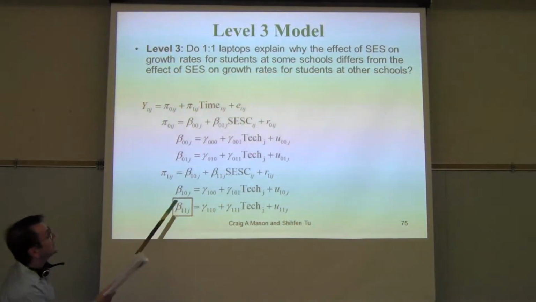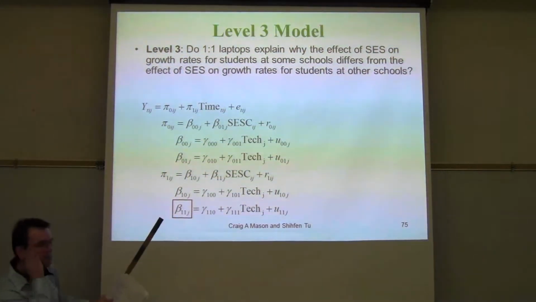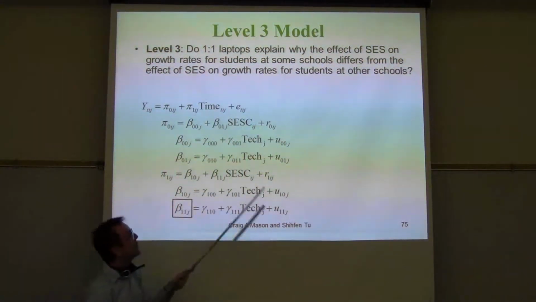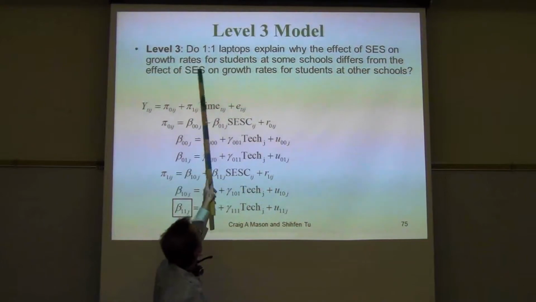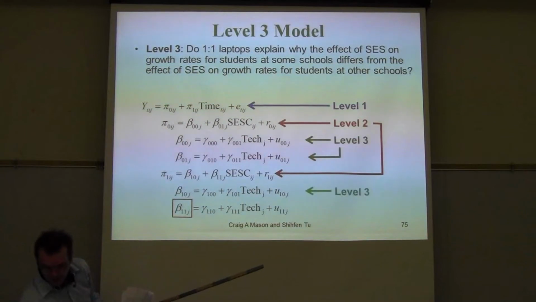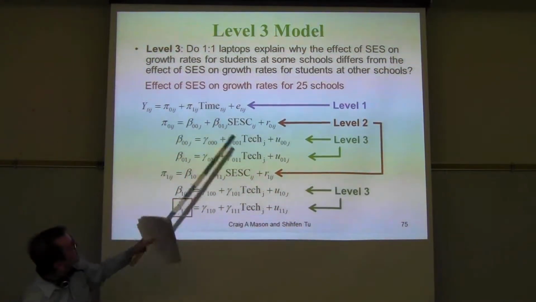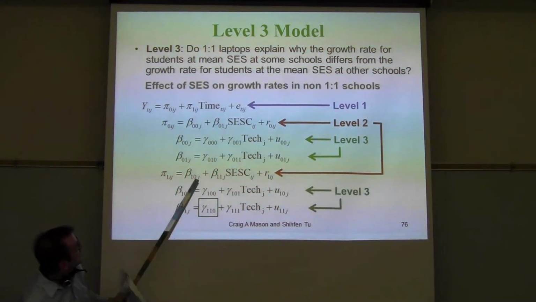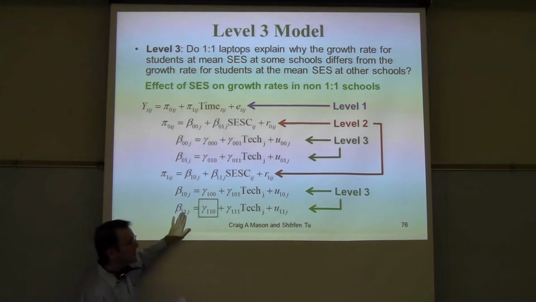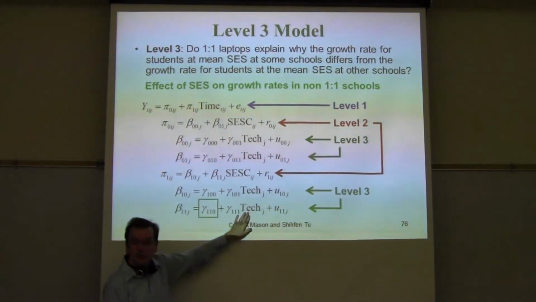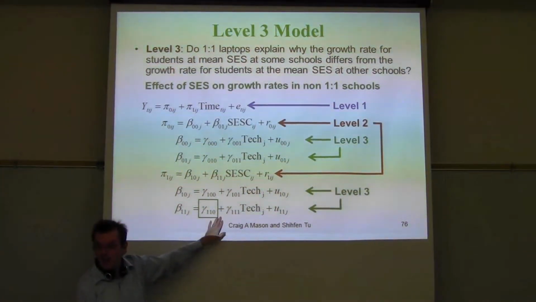So here's that SES effect on education. Oh, SES effect on the, see, it's good I wrote it down. What was it? The SES effect on growth rates is beta 11J. Right? The SES effect on those growth rates. Gamma 110 is that expected SES effect on growth rates when tech is equal to 0.